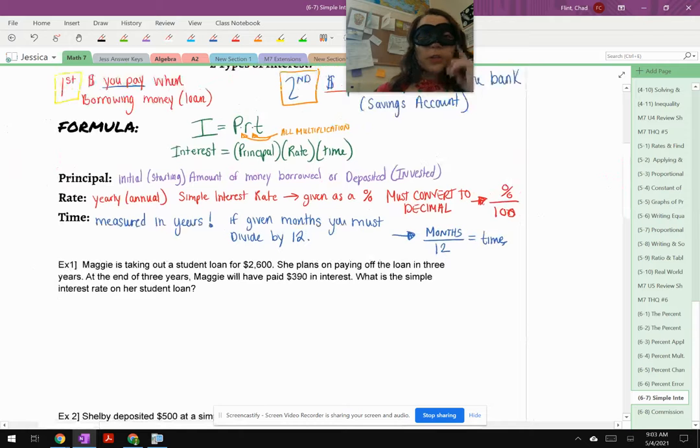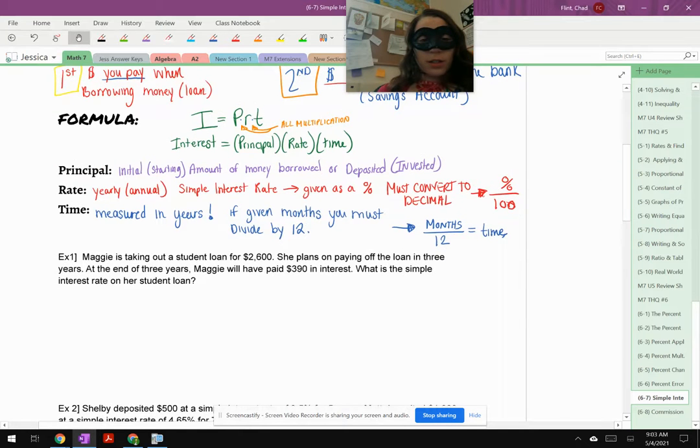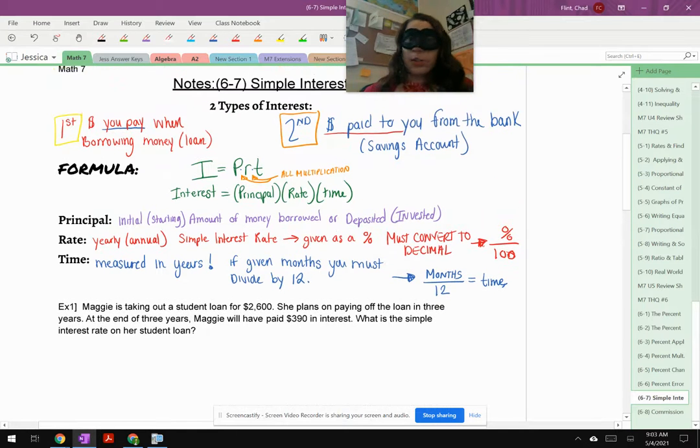Okay, so we're going to use those definitions and this formula here to answer some questions dealing with simple interest.